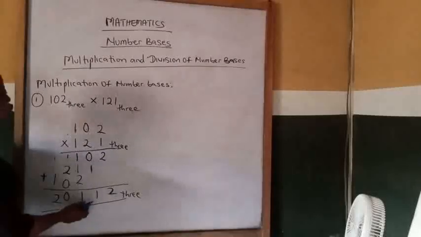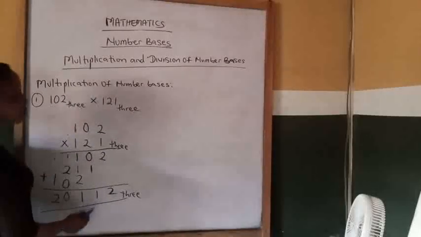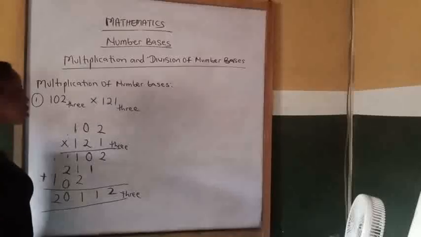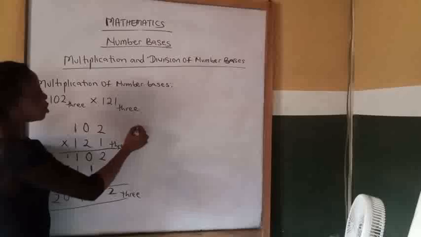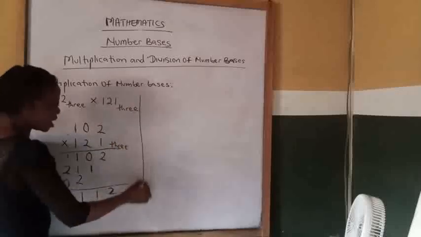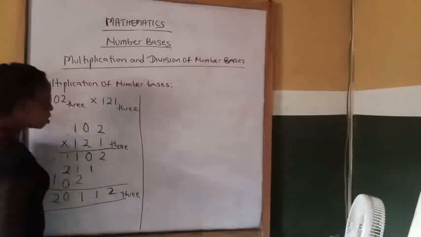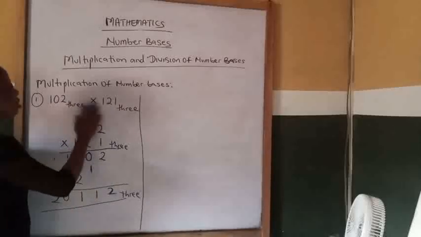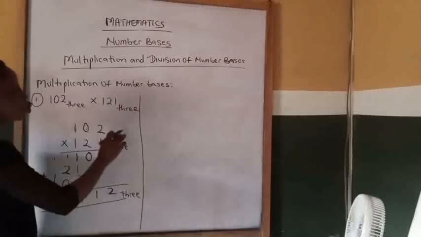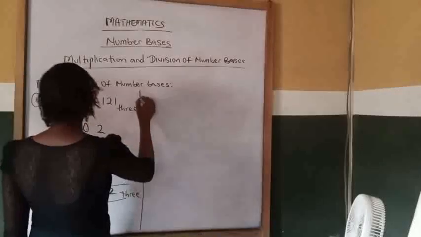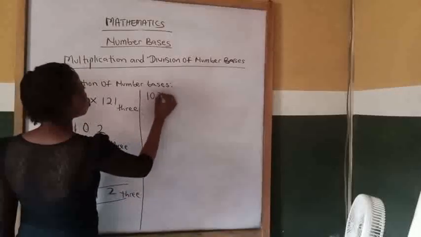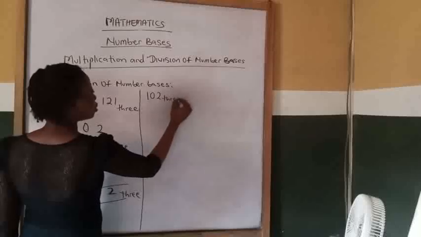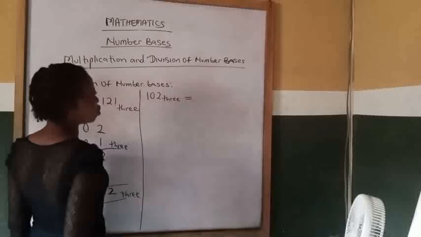So I used the direct multiplication method. Let me use the second method. For the second method, you have to convert the two numbers given to base 10. So you convert 102 base 3 to base 10. You expand it by converting it to base 10.